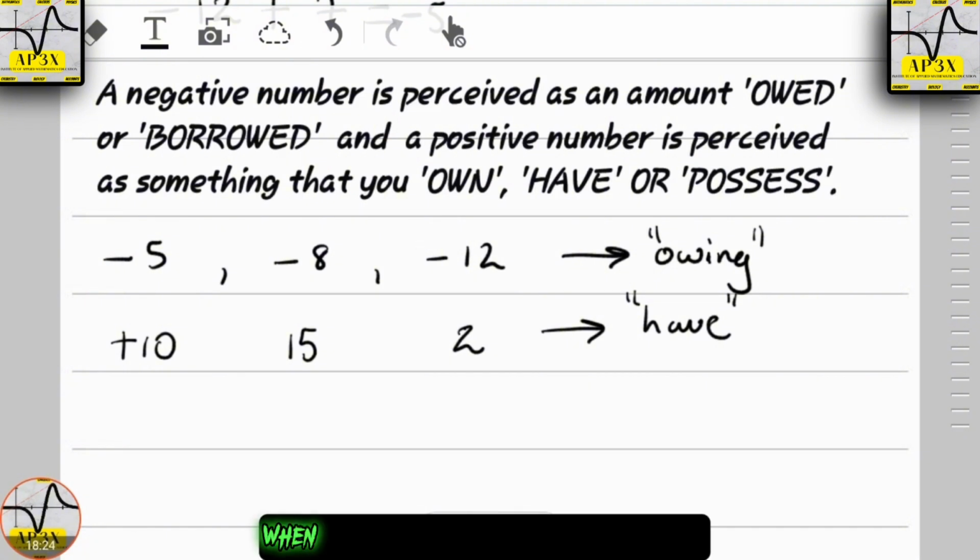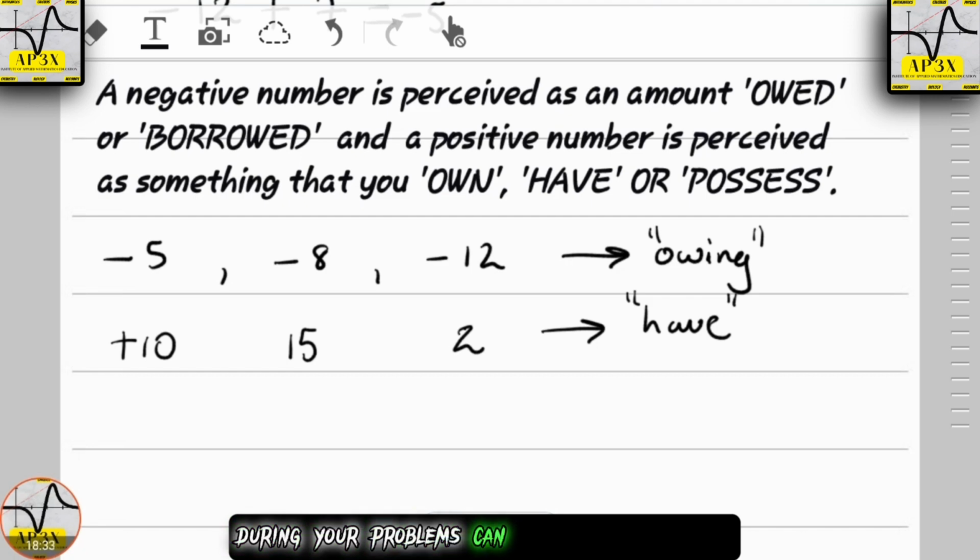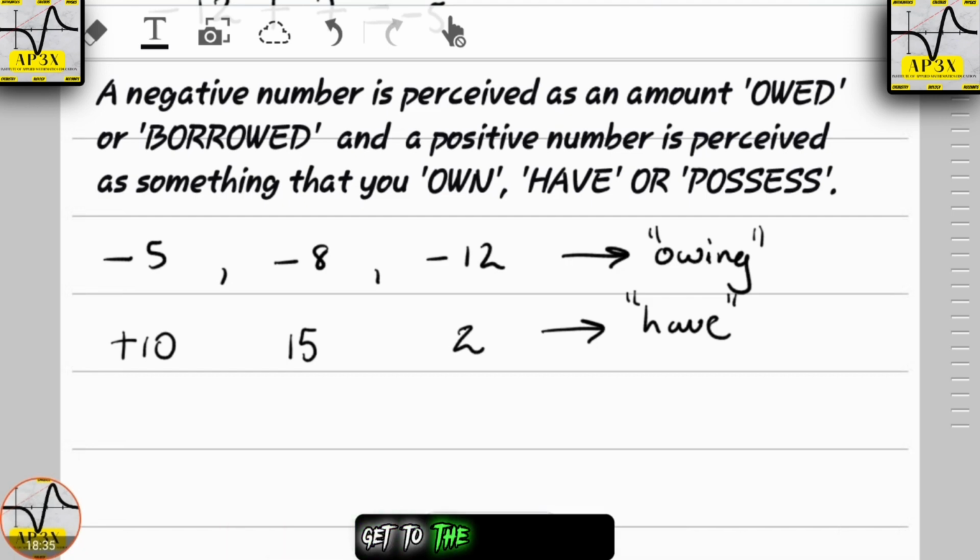So obviously when you borrow something from someone, you basically owe them. But again, using the different words during your problems can actually help you to get to the answer more effectively.